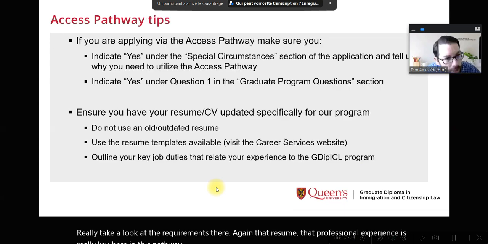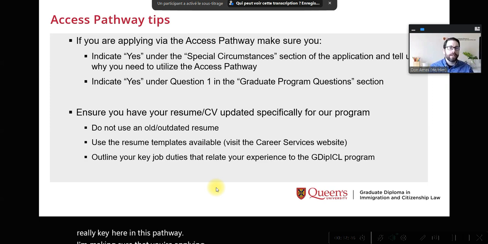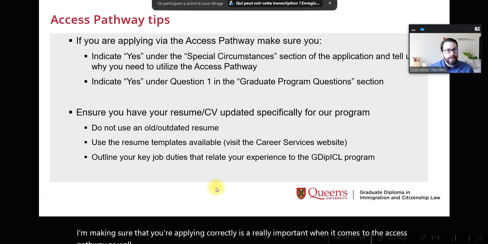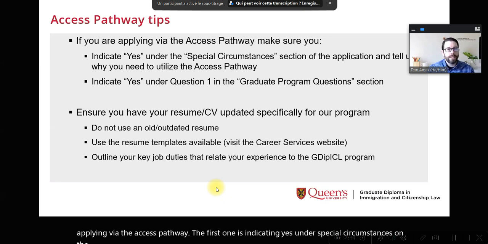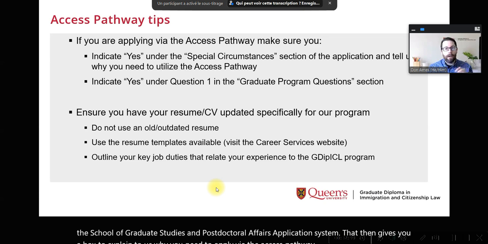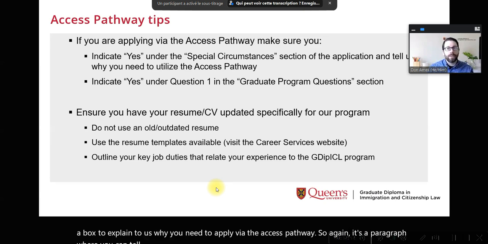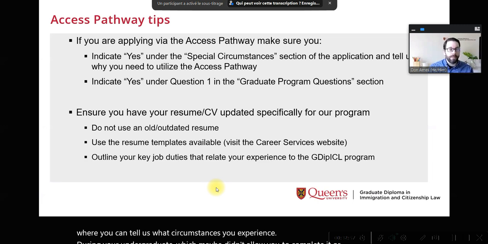Making sure that you're applying correctly is really important when it comes to the access pathway as well. There are two places where you need to indicate if you're interested in applying via the access pathway. The first one is indicating yes under special circumstances on the School of Graduate Studies and Postdoctoral Affairs application system. That then gives you a box to explain to us why you need to apply via the access pathway. So again, it's a paragraph where you can tell us what circumstances you experienced during your undergraduate, which maybe didn't allow you to complete it, or complete it without the B average.